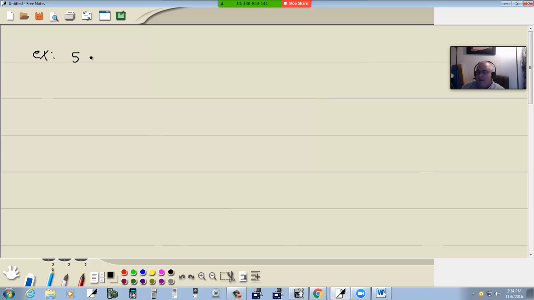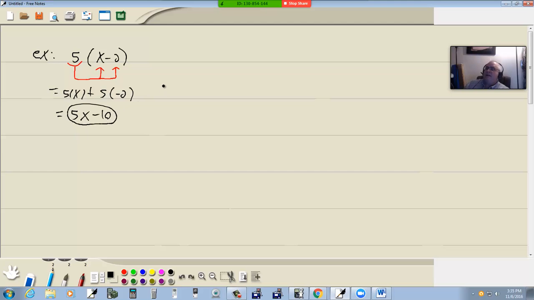First off, if we have a 5 and then x minus 2, this is going to be the distributive property. We'll take this 5, since it's a single term out in front here. This applies whenever you have a single term here, and we're going to multiply it times each term inside. Terms are separated by pluses and minuses. So we're going to take 5 times x, and we'll take 5 times negative 2. 5 times x is 5x, 5 times negative 2 is negative 10, and that would be our answer.